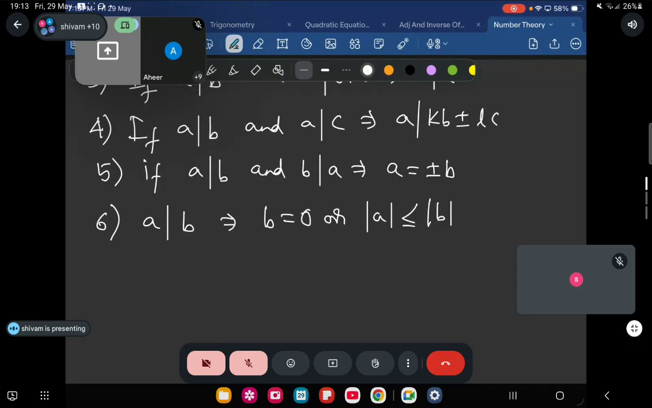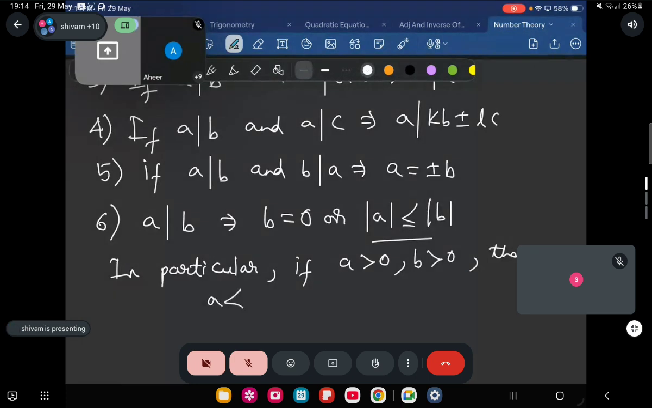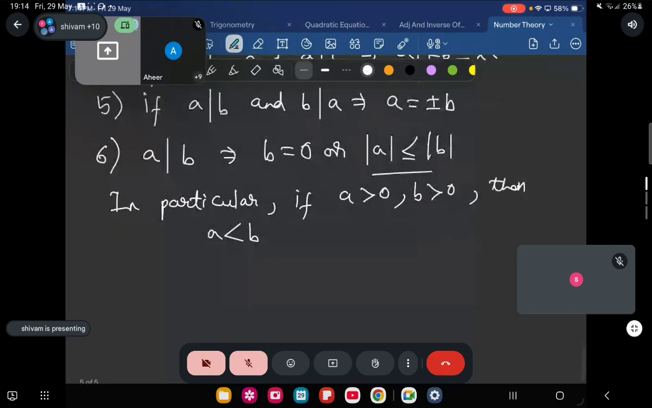Or in particular, if it is specifically given that A is greater than 0 and B is greater than 0, then A will be less than or equal to B. Tell me, Abhijay, are you getting it? Yes, sir.